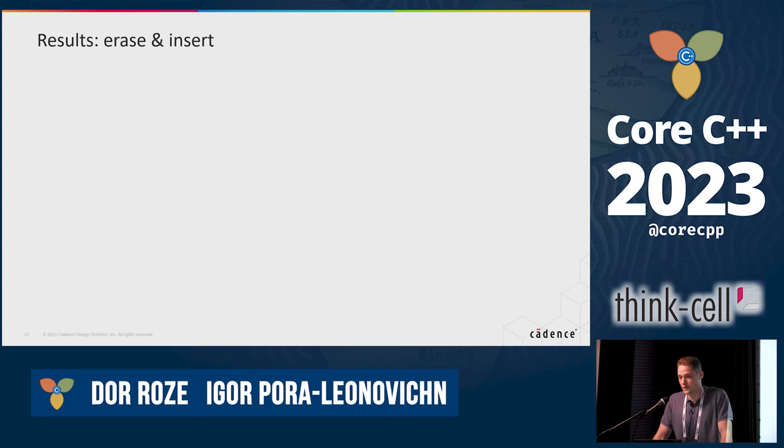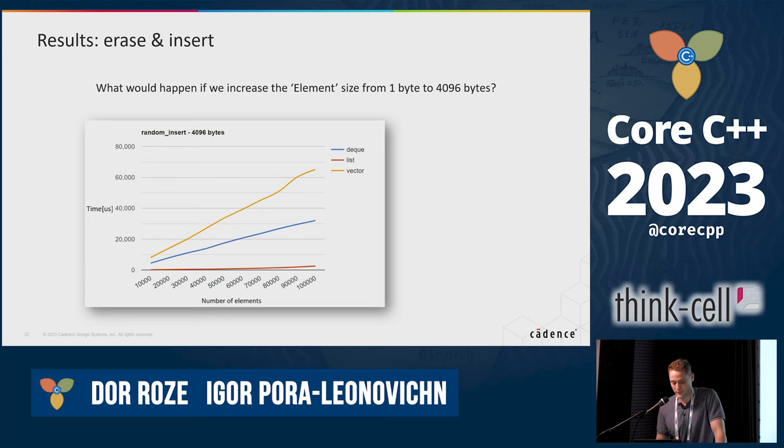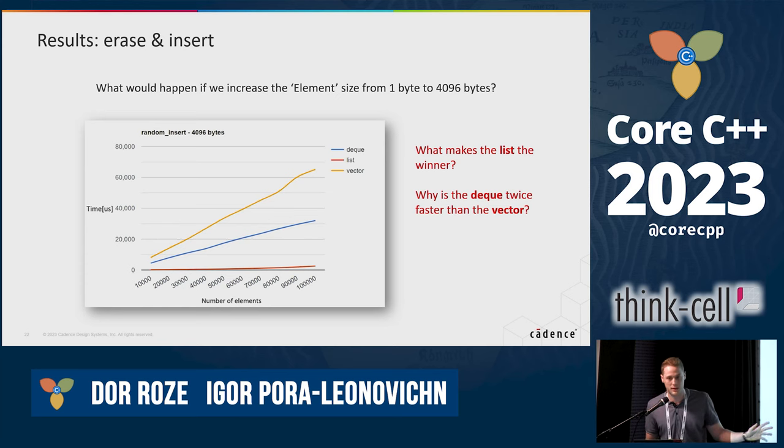In order to answer this question, let's see what is going to happen when we increase the element size from 1 byte. Do you remember? It was one element in all graphs. Now we increase it from 1 byte to 4 kilobytes. This is the result we receive. As you can see, in this case the list is the winner, right? And the vector is the slowest one. So what makes the list the winner in this case? And why is the deque twice as fast as the vector, as can be seen from the graph?